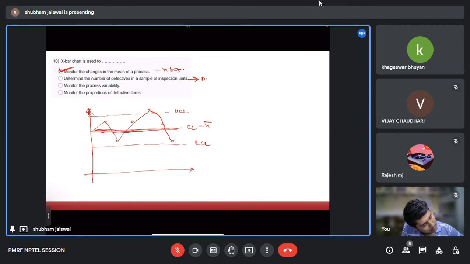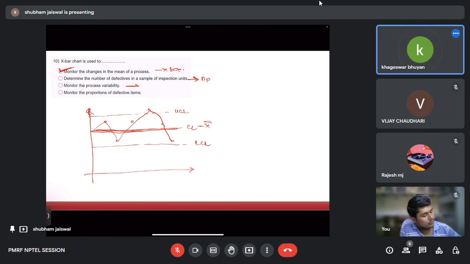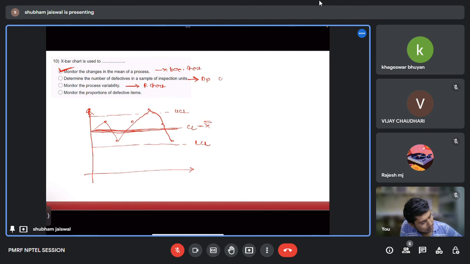It's NP. And to monitor the process variability, it is range variability, R chart, not X bar chart. And to monitor the proportion of defective items, it is P chart.